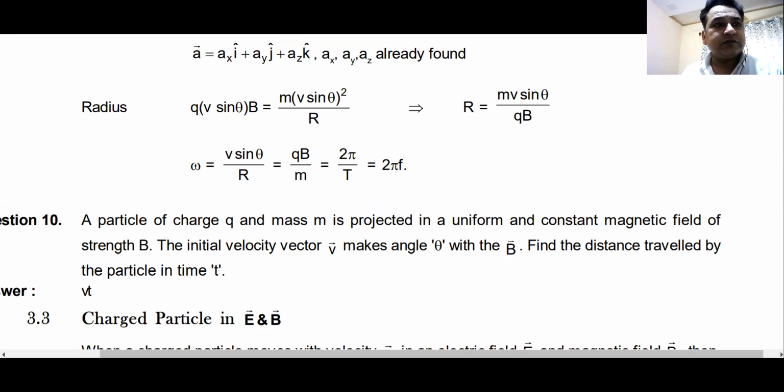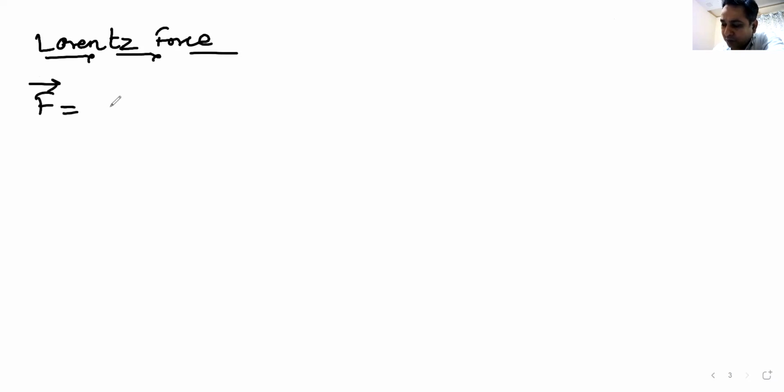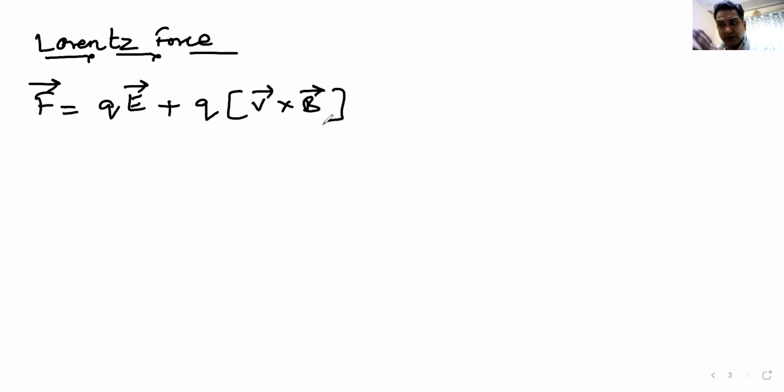Let me get my whiteboard on. Basically, what we are going to do is work with the Lorentz force. Now what is the Lorentz force? Did we discuss it in the previous class? Yes, sir. F is qE bar plus qV cross B bar. I told you this is an electromagnetic force. It takes into consideration both electric and magnetic field.